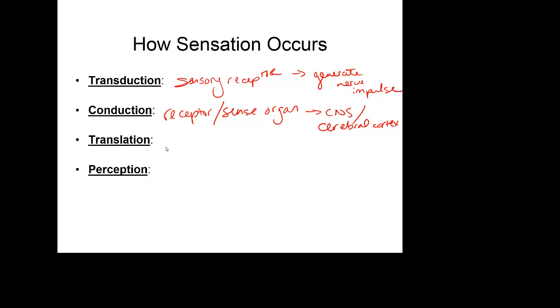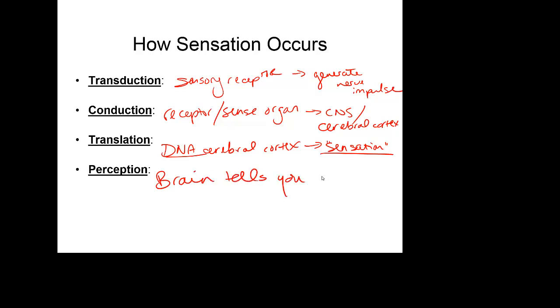Translation is the DNA in your cerebral cortex is going to say, I know what that is. And that gets transferred into a sensation. Remember, sensation can be any stimuli your brain hasn't interpreted yet. What your brain is waiting for is your DNA to say, this is a particular sensation, and then your brain tells your consciousness specifically what that sensation is or what that sense is.